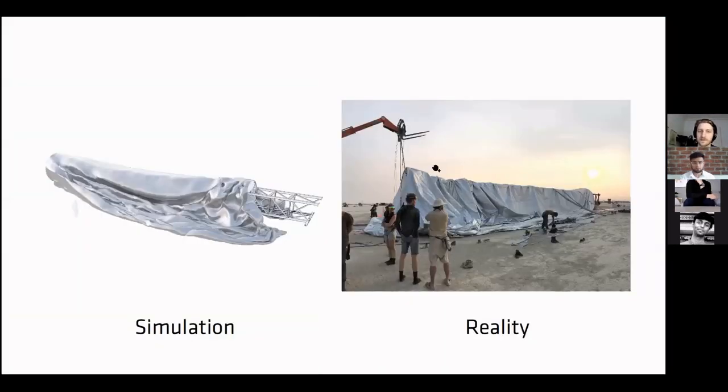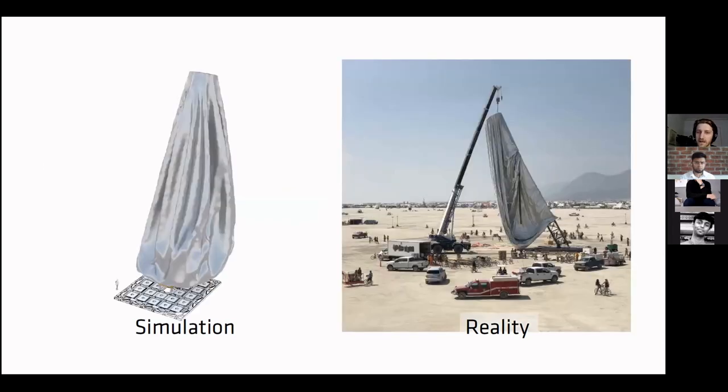Because we had to get this thing up, we could basically simulate, like, this is a simulation. This is our 3D model where we just took the air out of it. So we could simulate how the fabric would be on the ground, and how we would need to move it around. We could simulate the crane lift.